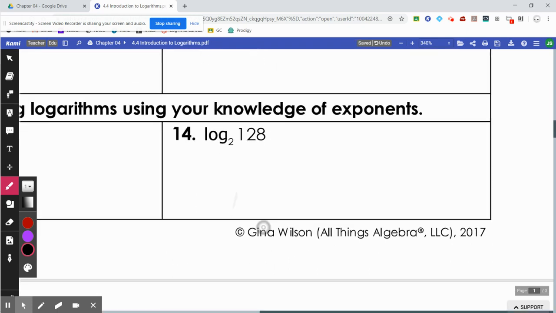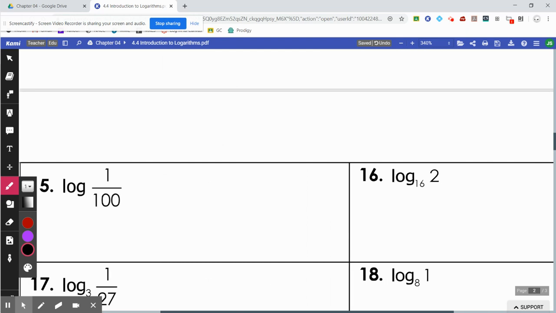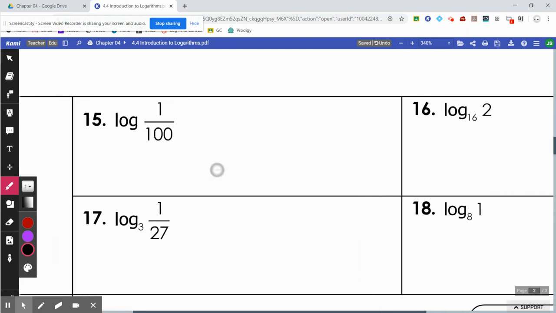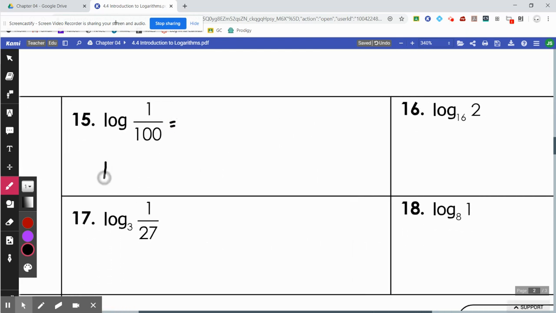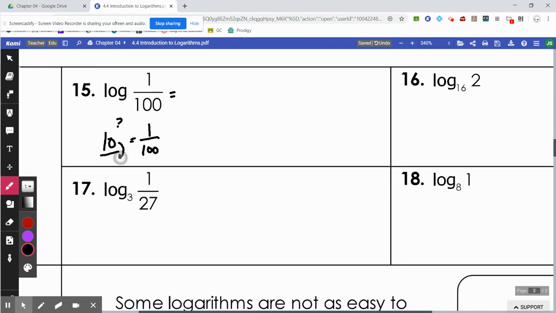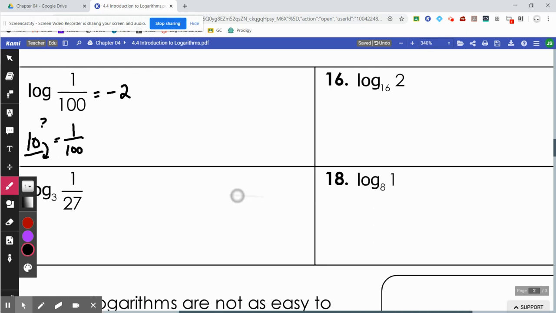Number 15, doing the same thing. The base here is 10, so we're saying 10 to what power is equal to 1 over 100? Well, I know 10 to the second is equal to 100, but we need that 10 on the bottom. So therefore, we're going to raise it to the negative 2 power. Again, a number raised to a negative exponent moves that value across the fraction bar.